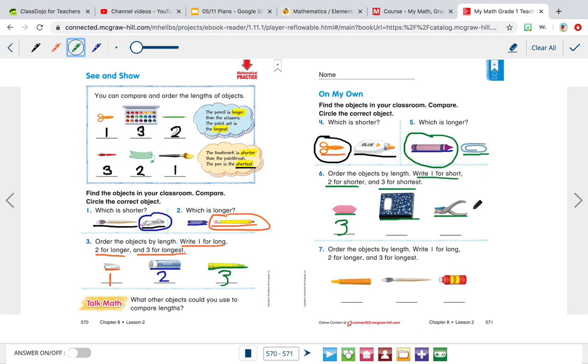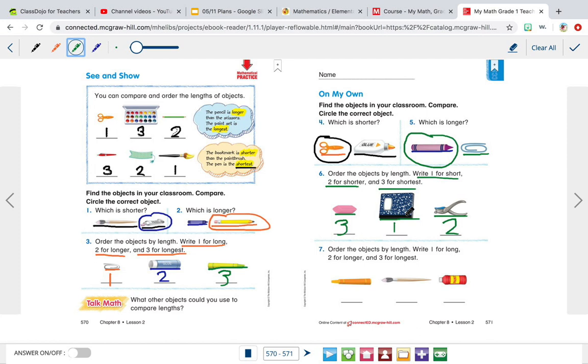I think this one is shorter, so I'm going to put 2 right here. So this one is the shortest, this one is shorter, and we're going to put a 1 right here because this one's just short. It's not too short. So this one's the shortest, this one's shorter, and this one's just short, okay?